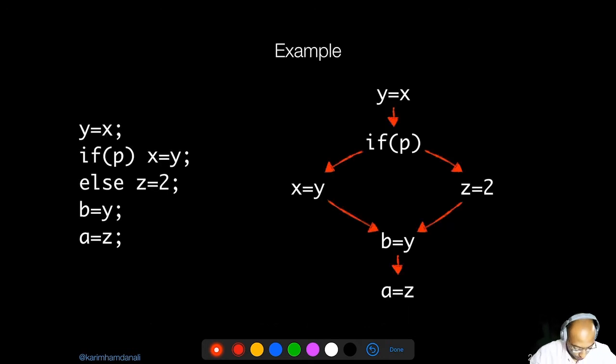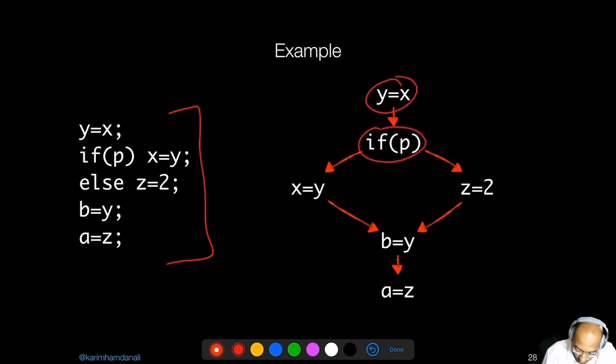So let's take an example. On the left-hand side here, we have this Java program. It's just a straight line of code, y equals x, an if-else statement, and a couple of assignment statements. And on the right-hand side here, we have the corresponding control flow graph of it. So this is the first statement. This is the if condition. If true, you're going to execute x equals y. If false, you're going to execute z equals 2. And then we have to somehow join the result from both control flow edges into b equals y and then execute a equals z. Pretty straightforward conversion here.